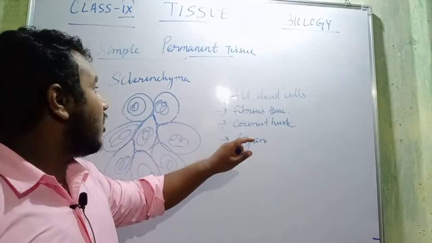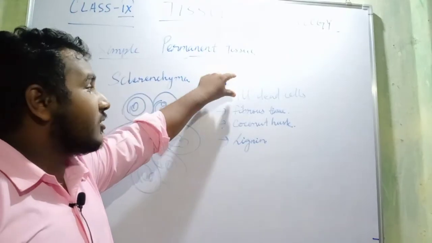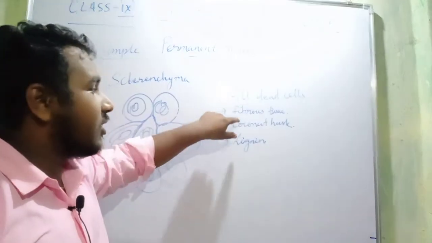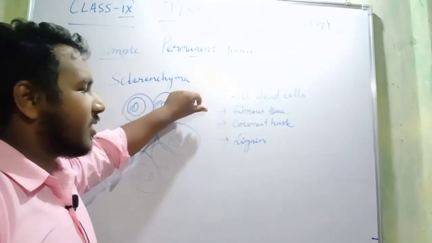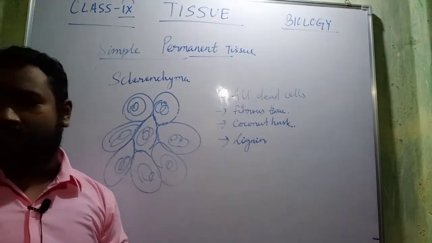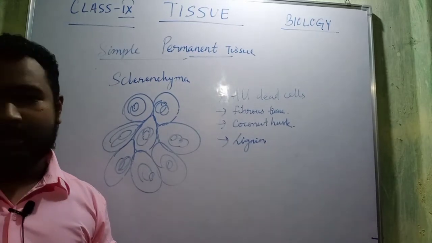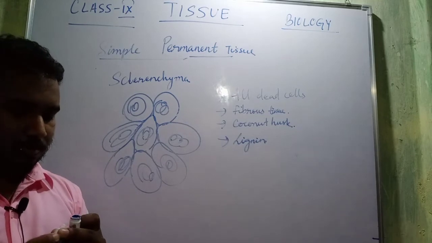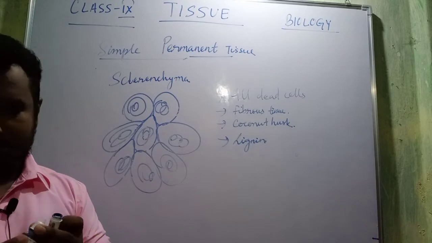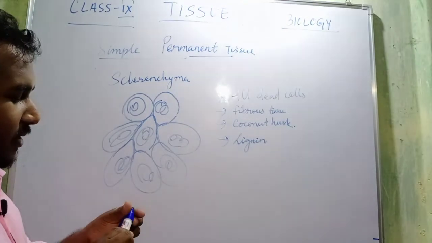So sclerenchyma has only four points to note. First, all are dead cells. They are fibrous tissues, that means hair-like or rigid. Coconut husk is one example, and this is made up of lignin. So this is all about sclerenchyma. Then the next topic we are going to discuss is complex permanent tissue.